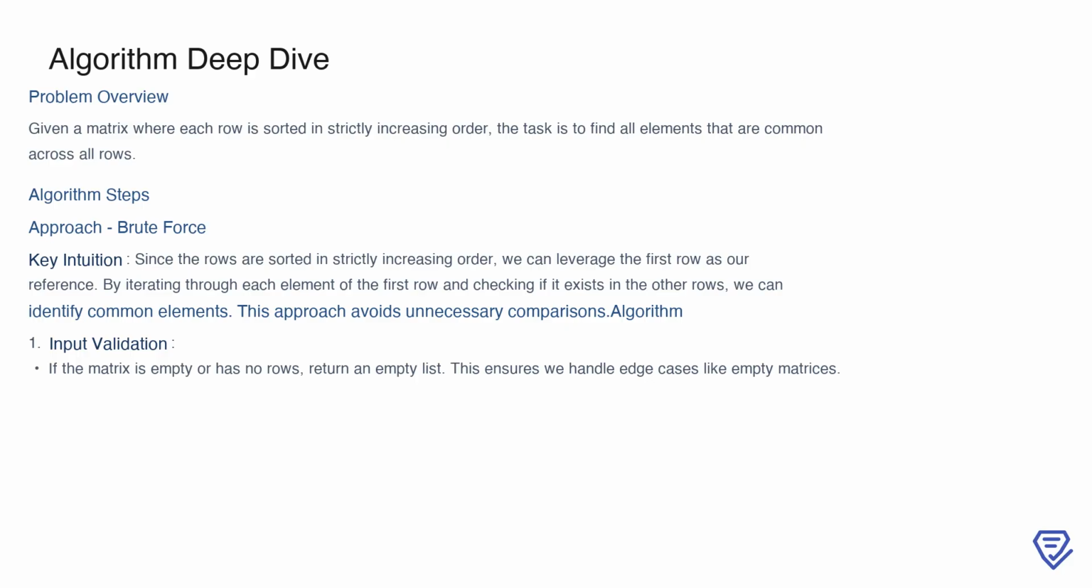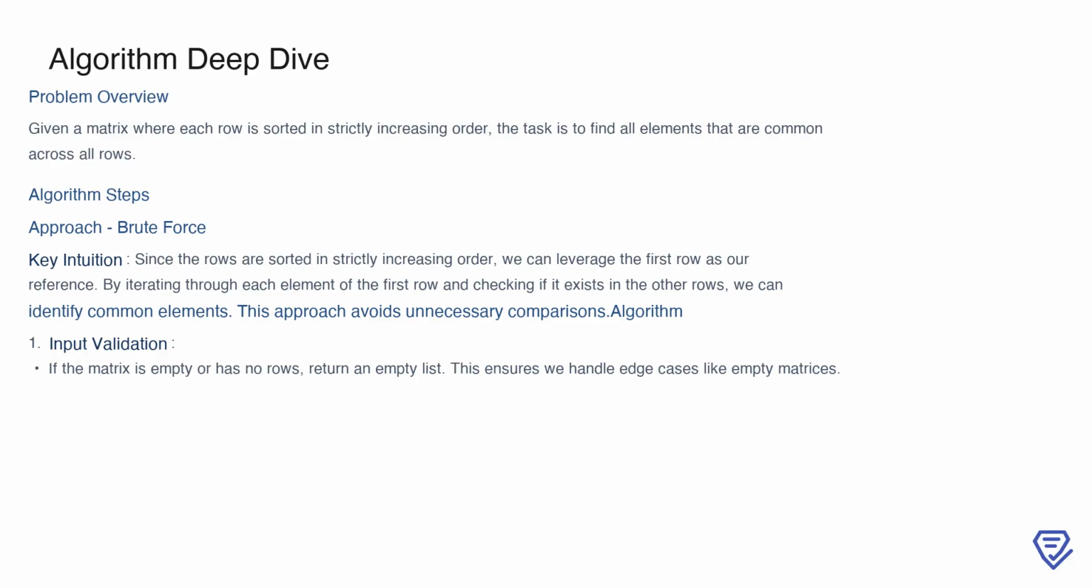Each row in this matrix is sorted in strictly increasing order, which gives us a structured way to approach the problem. The brute force method is based on a simple but effective intuition. By using the first row as our reference, we can iterate through its elements and check if each one exists in all the other rows. This minimizes redundant comparisons since the first row acts as a natural candidate filter.